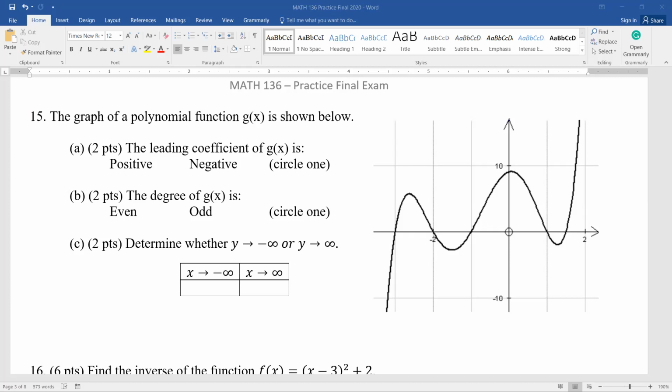To determine whether the degree is even or odd, if the degree is even, the end behavior will be the same for both sides of your graph. So we're talking about where the arrows are heading. So in this case, one arrow is heading down, one arrow is heading up. That indicates that this function must be odd.